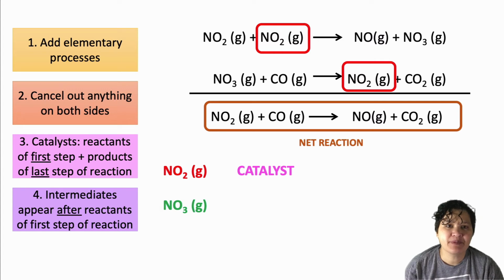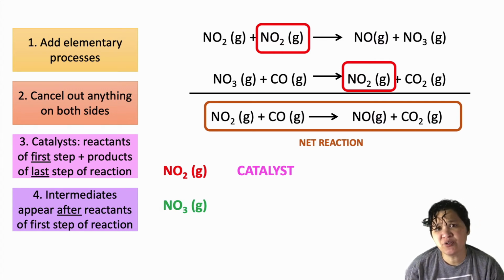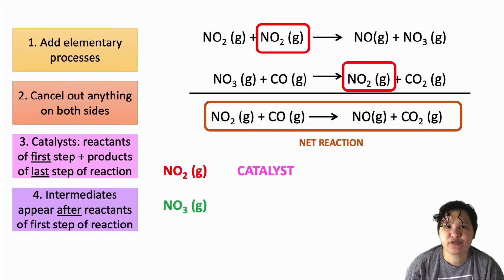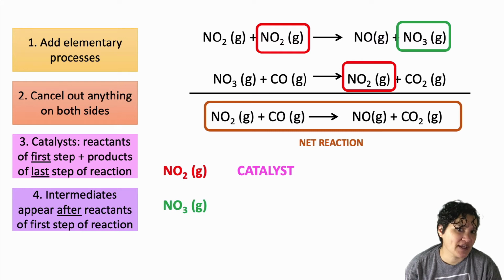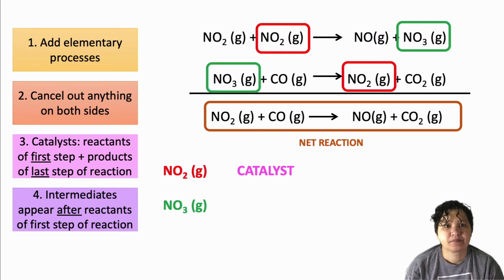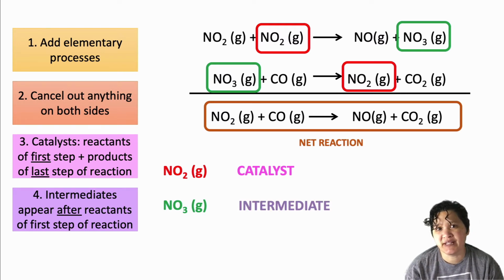Again, intermediates appear sometime after the reactants of the first step and are used up before the end of the reaction. NO3 appears in the products of the first step and the reactants of the second step. It does not appear in the products of the final elementary process or in the final balanced equation, so it's disappeared. NO3 is an intermediate.